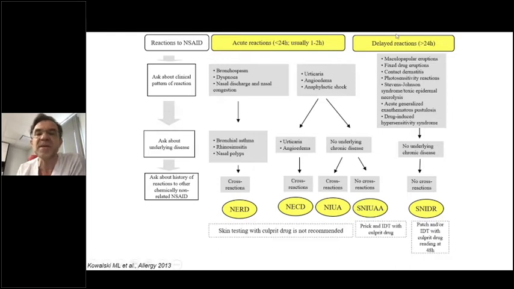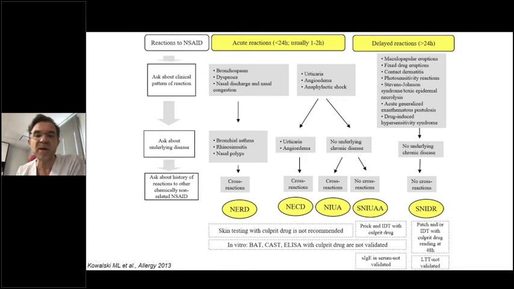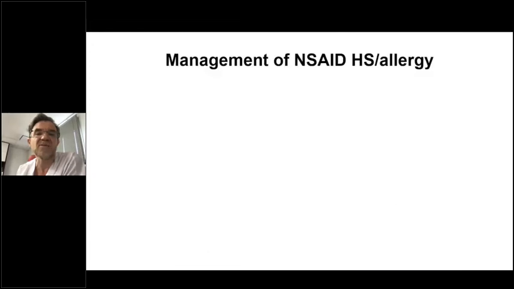For the non-immediate, you have the special clinical presentation, no underlying chronic disease, no cross-reaction. And for those last 2, that's where skin tests are useful. Skin tests are not useful for the first 3 phenotypes. I haven't talked about biological tests because they are still under exploration, but mostly the basophil activation test could be of interest.